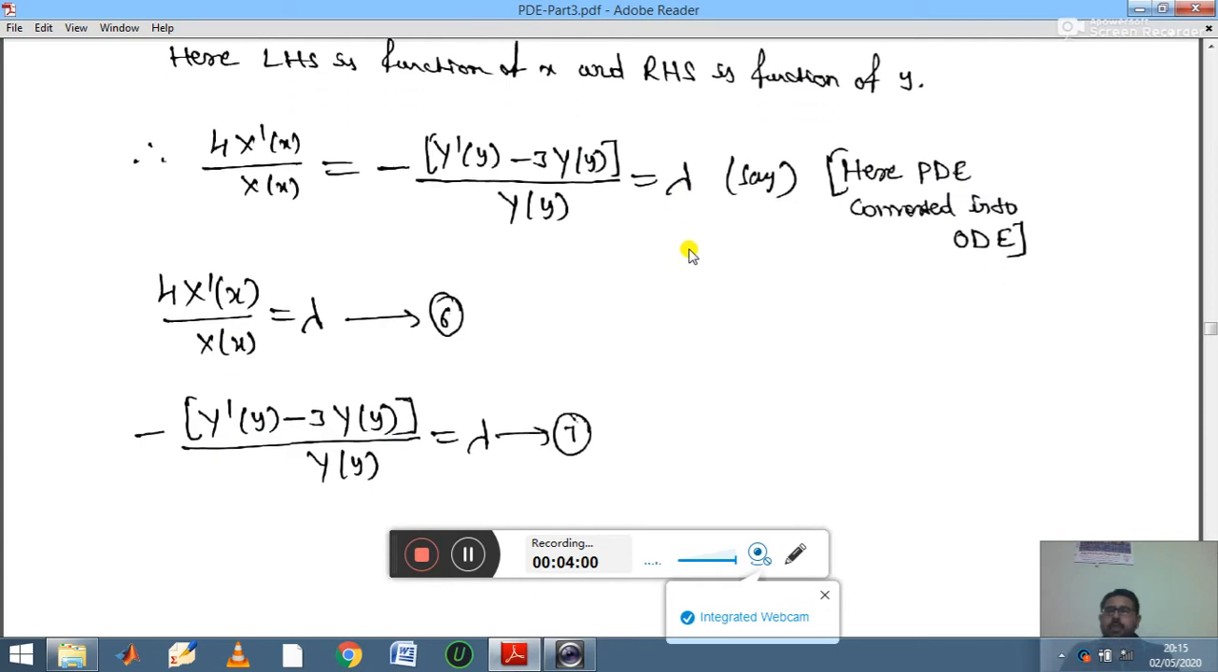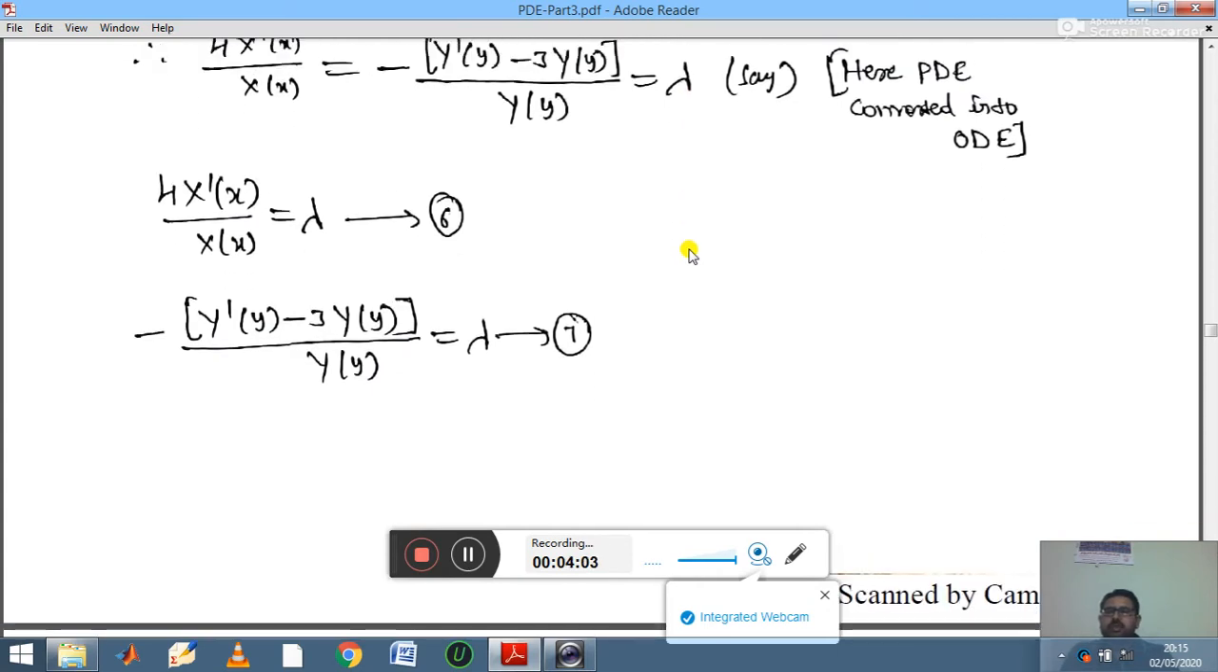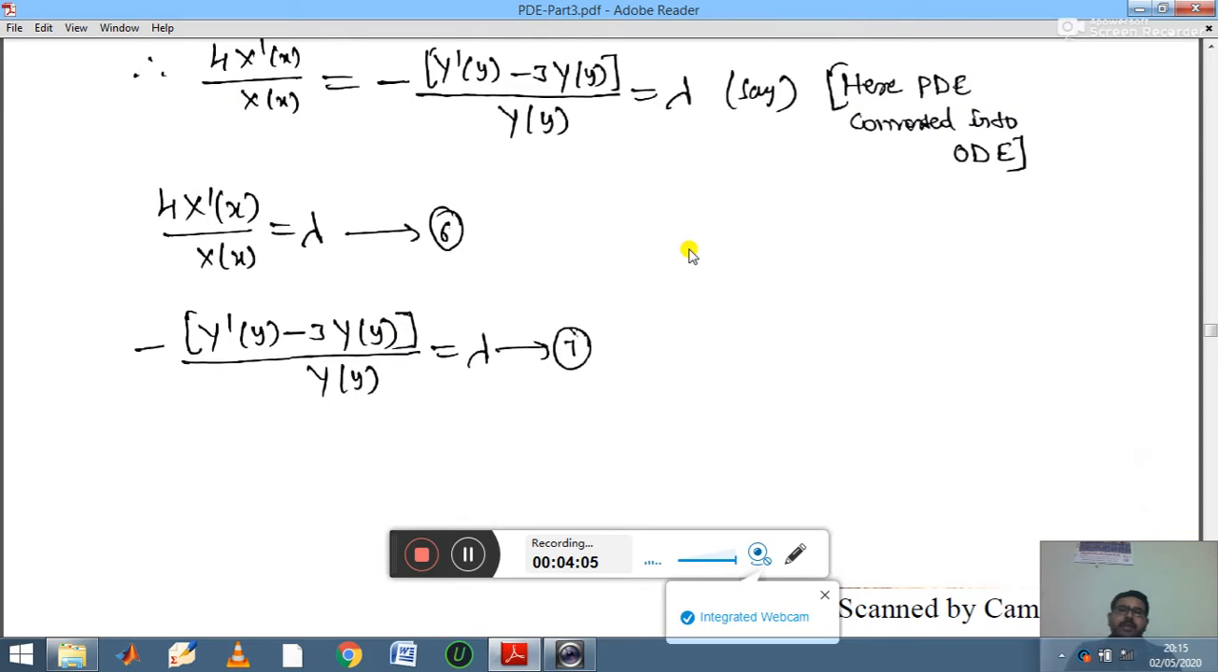Now let us solve this. Here we are not solving independently because they have given some condition. See how to solve this example. Up to here we are equating to some constant. After this, while solving these two, let us consider the first differential equation equal to the constant, that is 4X'(x)/X(x) = λ, equation 6. Now this second differential equation you take as equation 7.